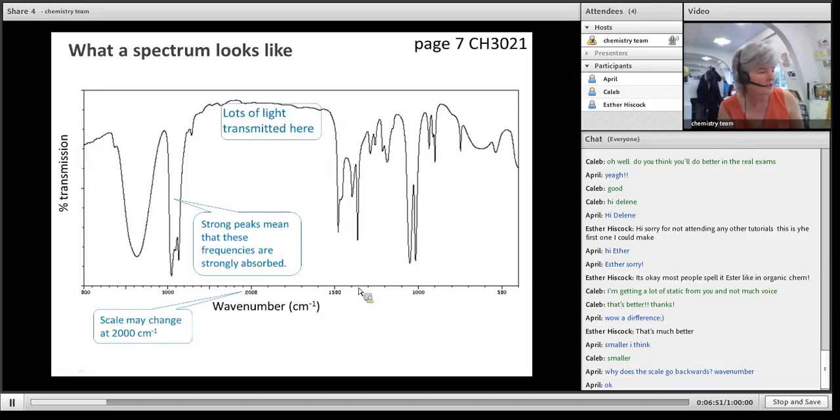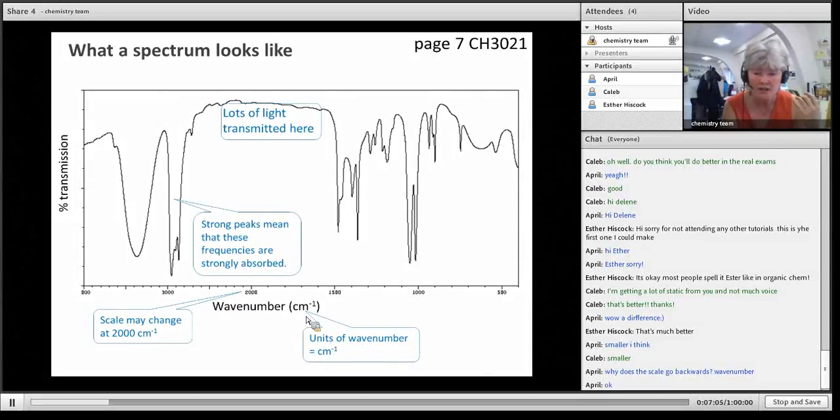Right, and then I pointed out about the scale and just the units. So for excellence, just like you've done all along, when you give a number, always give the unit if one is applicable. Okay, so if you're saying, I've got this peak at 1500 centimeters to the -1, or I've got this peak at round about 2900 centimeters to the -1, just be aware of the unit.